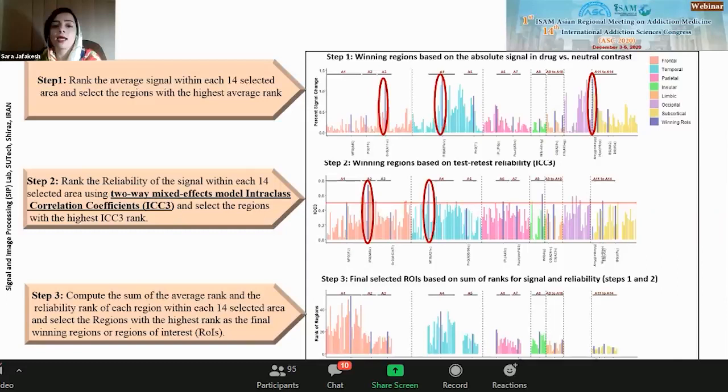And as we see here, there are some regions that never have a high level of absolute value, nor very high reliability, but their combination has a very high rank, like DLPFC. And vice versa, there are some areas with high absolute values that were not in our final selection. And after selecting these 14 regions based on this method, we can use it for future analysis, like exploration as a biomarker.